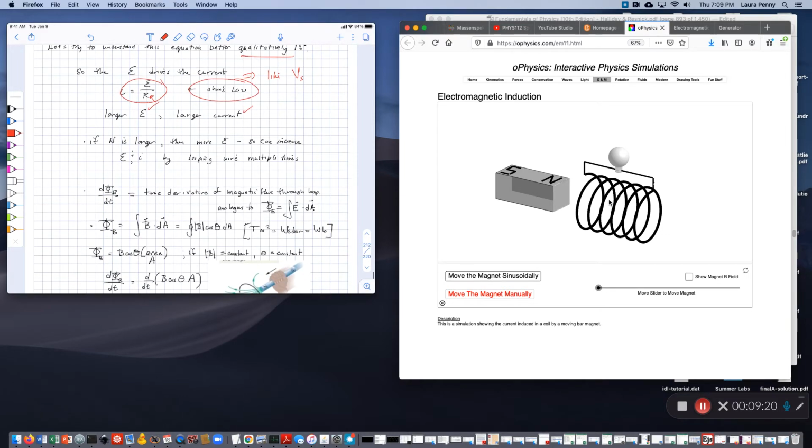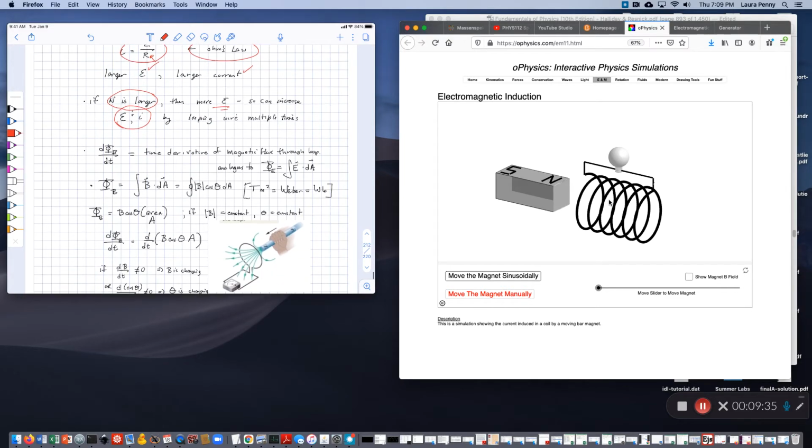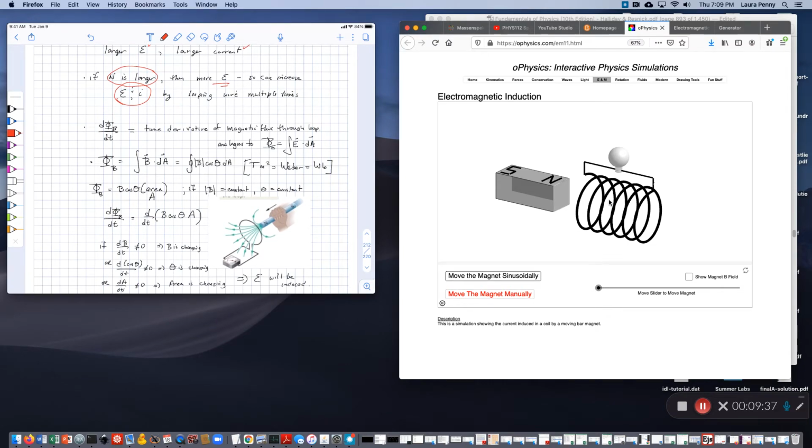If N is larger, then we have a larger EMF. And so again, if we increase the EMF, we increase the current. And we can get more if we loop the wire around multiple times. Now the time derivative of the magnetic flux through the loop. First, the magnetic flux is analogous to the electric flux, which I know you guys didn't enjoy back in Gauss's law.